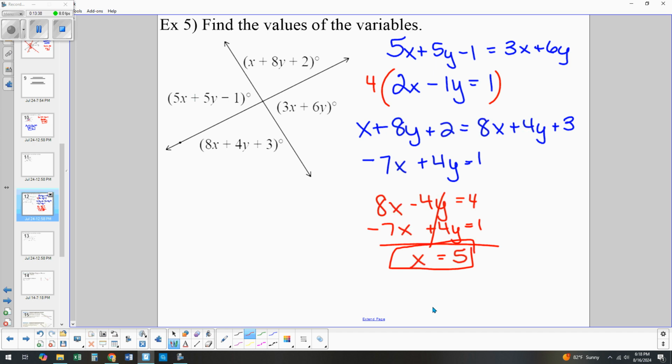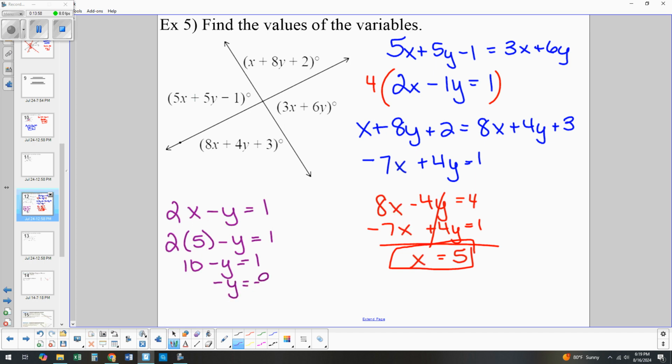And just like before, I'm going to take that and go back to one of my original equations. So let's say we go back to the 2x minus y equals 1. So 2x minus y equals 1. That's 2 times 5 minus y equals 1. 10 minus y equals 1. Subtract the 10. Negative y is negative 9. So y is positive 9.